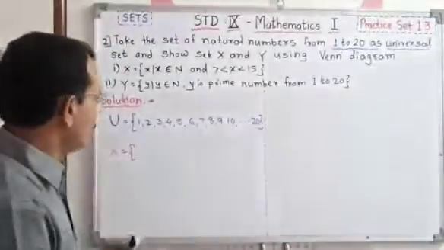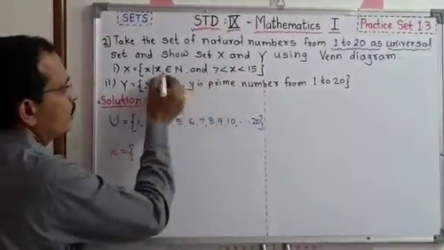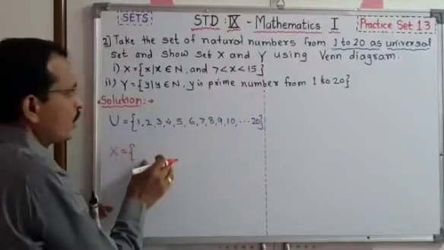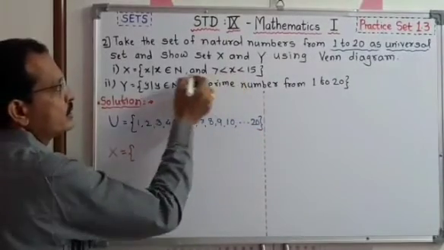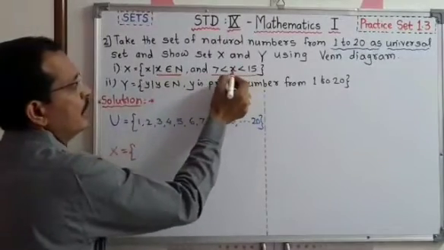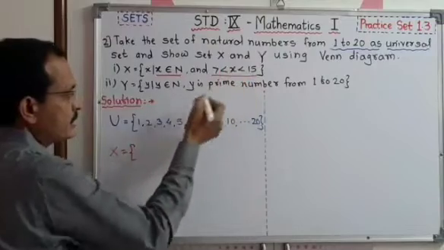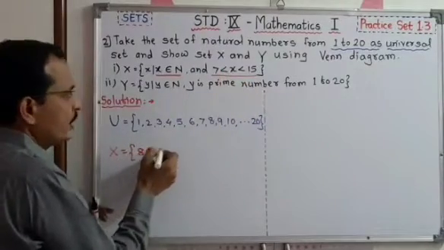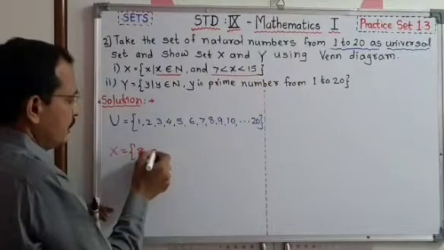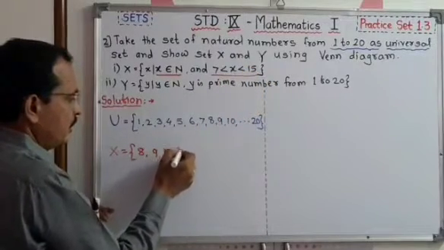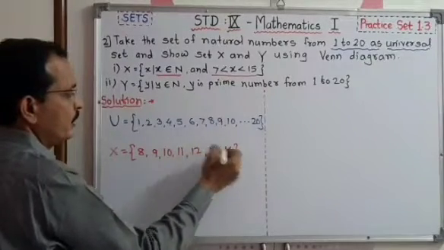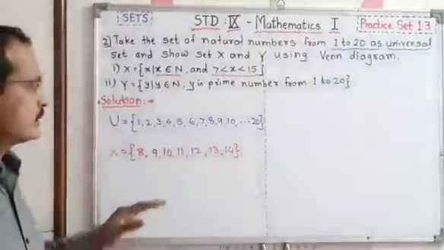For list method, how can we write? We have to write the natural numbers. See, this is the universal set. From this we have to write the numbers. Two conditions: it must be a natural number, and second, greater than 7. Greater than 7 means start with 8, then up to 15, that means less than 15. That means 8, 9, 10, 11, 12, 13 and 14. This is set X.